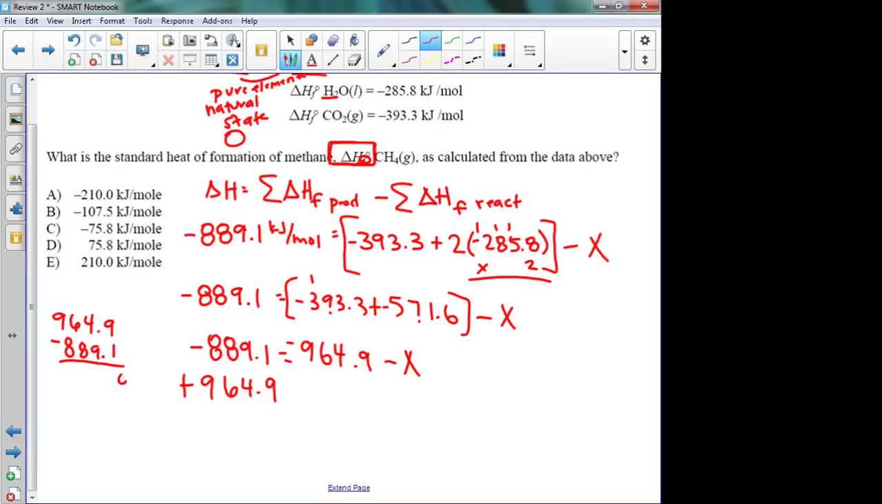9 minus 1 is 8, 4 minus 9, I can't do. I make that a 5. 14 minus 9 is 5. 5 minus 8, can't do that. 15 minus 8 is 7. So we get 75.8 is equal to negative X. Can I leave a variable as a negative? Nope. So now I say X is equal to negative 75.8. So the answer is C.